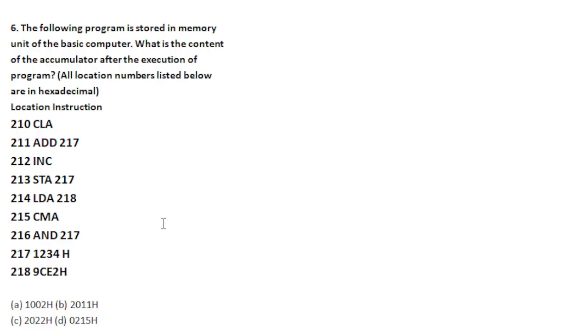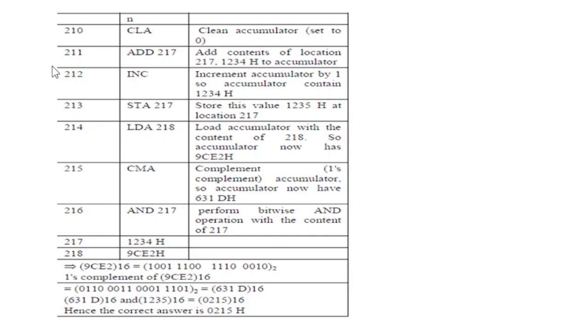Next, one instruction code is given for a microprocessor. What is the final output of this instruction code? Okay, let's check each and every instruction. First, the numbers 210 are the address field. Then this is the instruction we have to do. CLA means clear the accumulator, so set it to 0. Then 211 means add the content of location 217, that is 1234 hexadecimal, to the accumulator.